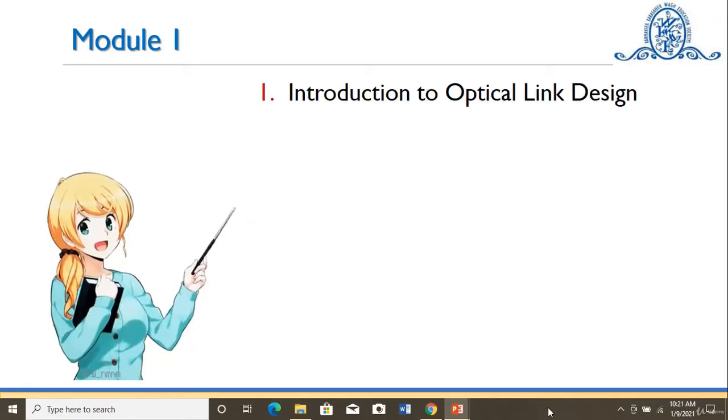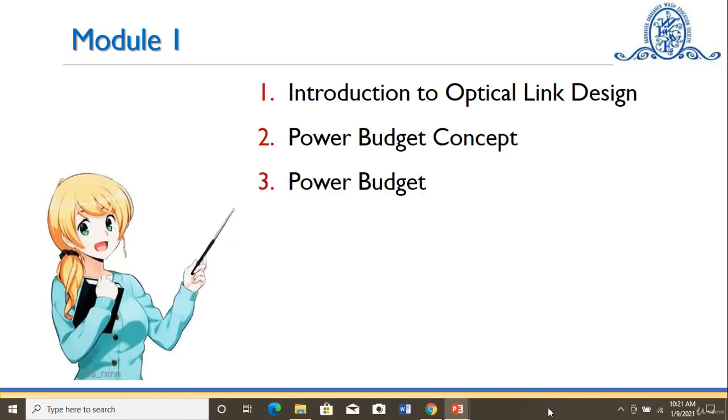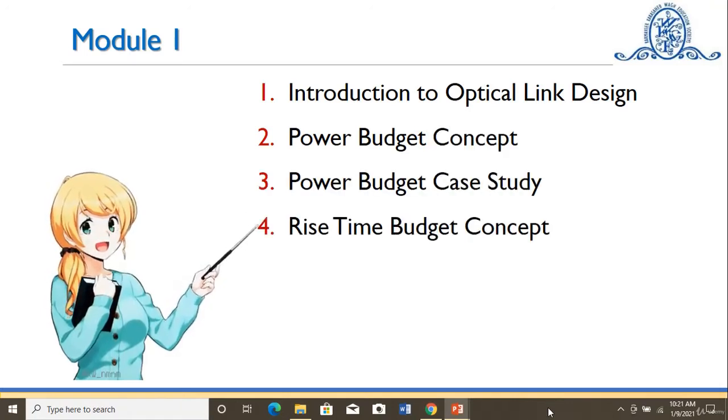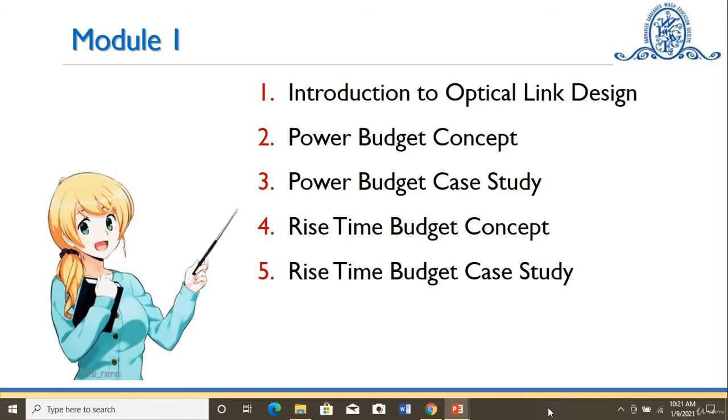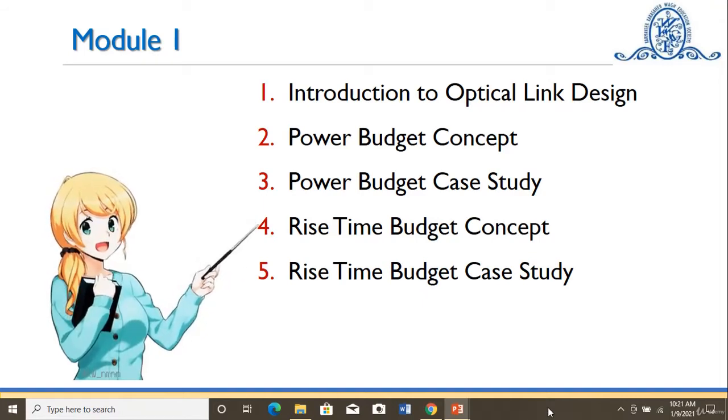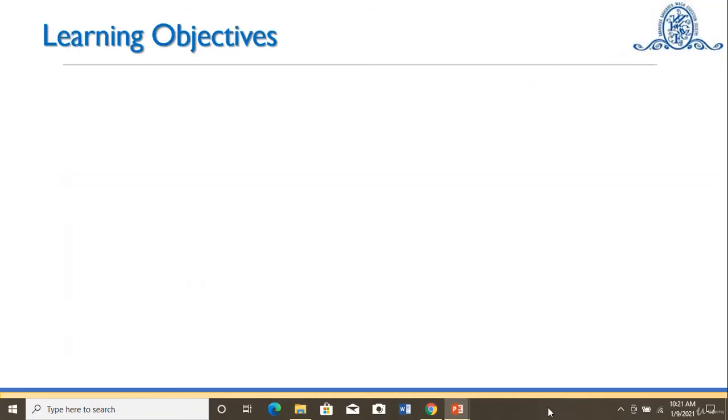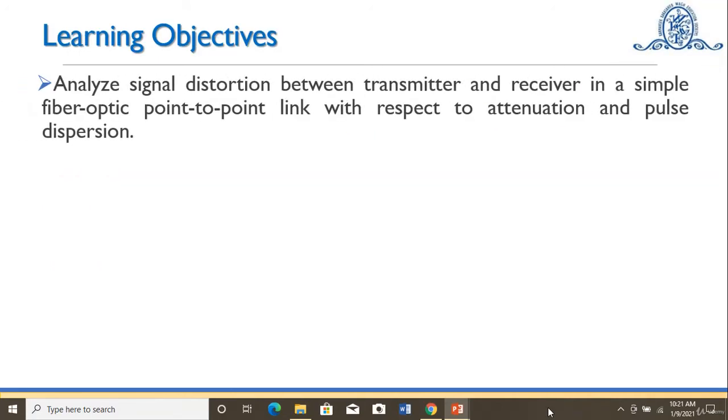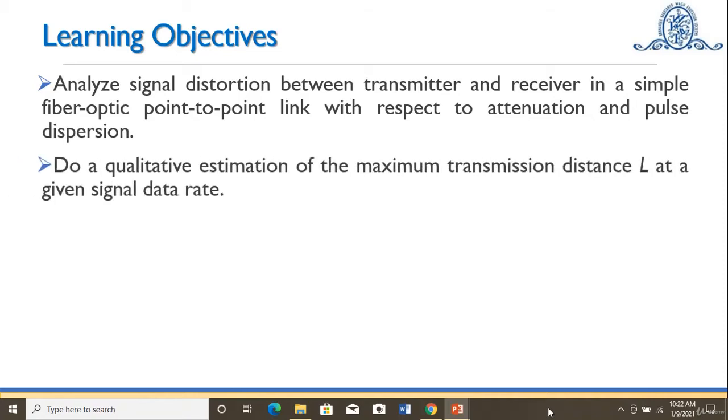The contents of module 1 are Introduction to Optical Link Design, Power Budget Concept, Power Budget Case Study, Rise Time Budget Concept and Rise Time Budget Case Study. The learning objectives of this module are: analyze signal distortion between transmitter and receiver in a simple fiber optic point-to-point link with respect to attenuation and pulse dispersion.